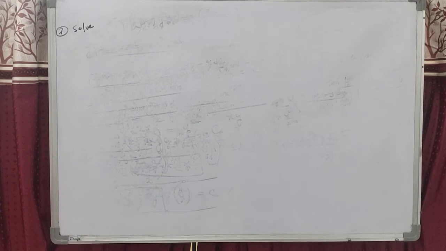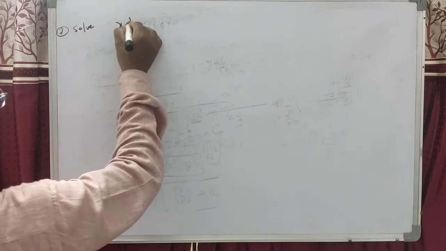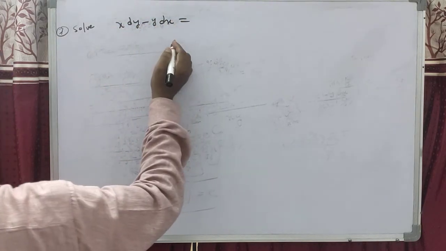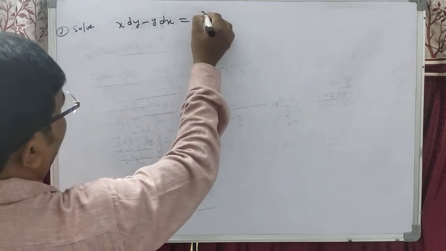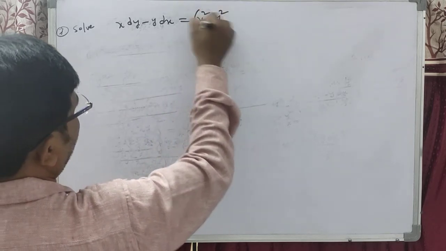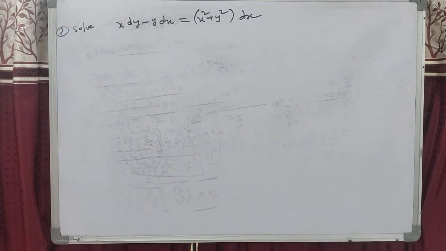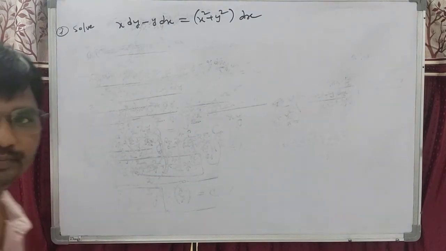Let us now do the seventh one. Solve x dy minus y dx equals x square plus y square into dx. It is also one of the very easiest ones.